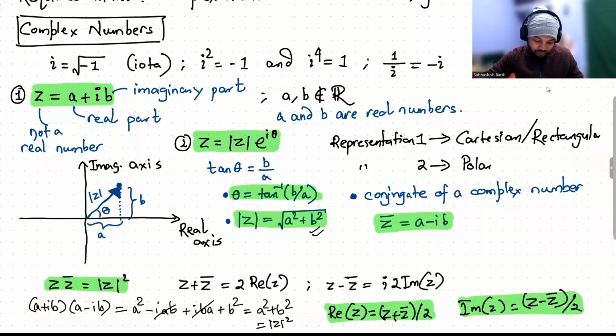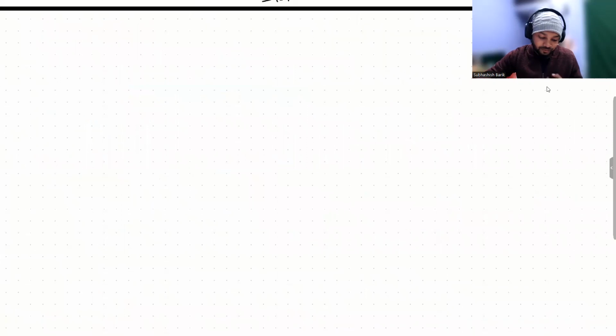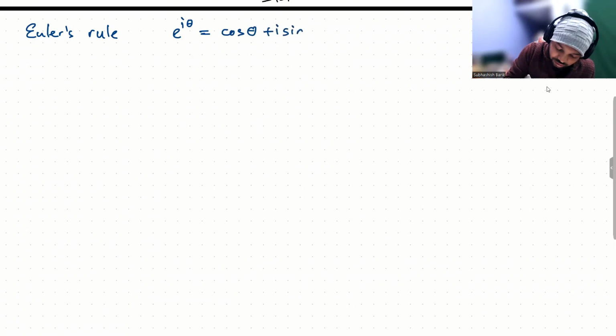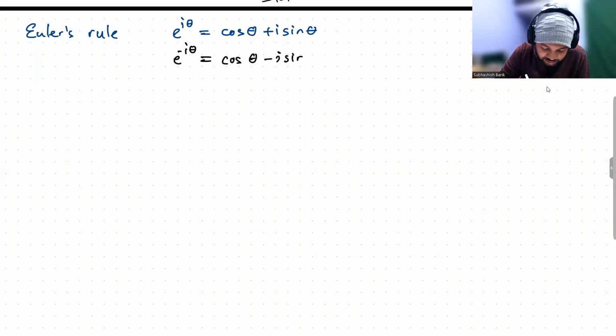And yes, we'll also need to know this identity of complex numbers. This is called the Euler identity, or Euler's rule, which says e to the power i theta is nothing but cos theta plus i sine theta. If that is so, then you can check what would be e to the power minus i theta. Please pause and take a moment to check it. All right. So the answer will be cos theta minus i sine theta.